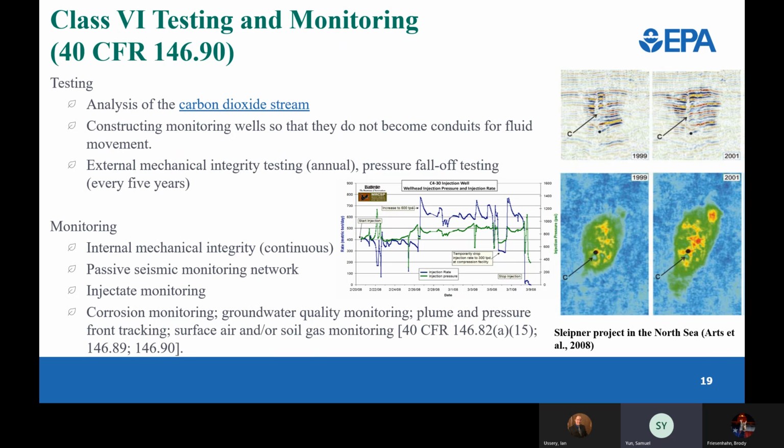Monitoring includes continuous monitoring of internal mechanical integrity, passive seismic monitoring network, injectate monitoring, corrosion monitoring of the well's components, groundwater quality monitoring, and at the UIC program director's discretion, surface air and or soil gas monitoring.